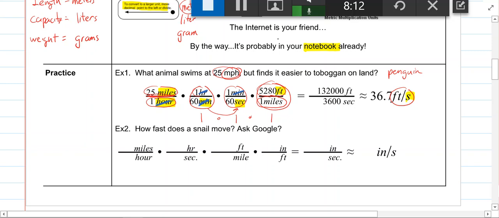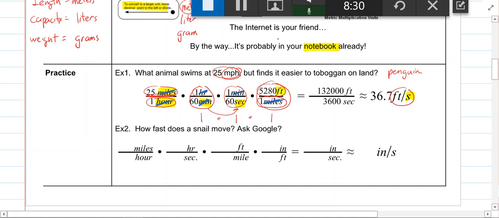Seconds are on the bottom, but there are no seconds on top here, so leave seconds alone. Let's go to miles. Miles on top and miles on the bottom. And there's feet on top, but no feet on the bottom. So what do we have left over here in words? We have feet over seconds, and that's exactly what we're looking for, feet per second.